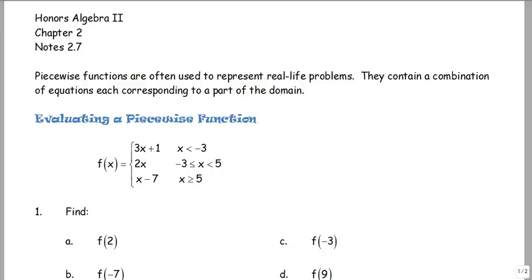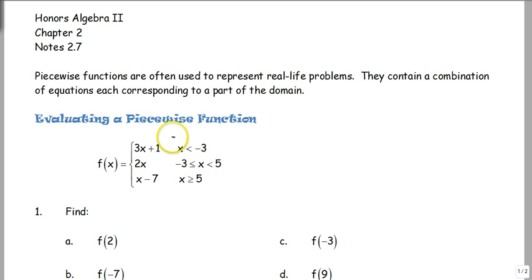Alright class, welcome back. Today we're going to talk about piecewise functions. For some reason this is a difficult topic for some people, even though it should be not that bad. And I'm hoping that what we do today will make it easier for you. Basically, a piecewise function is a function that's split into different domains here.